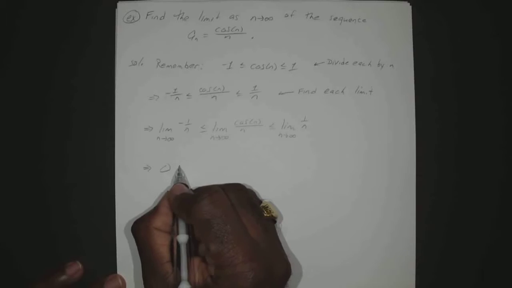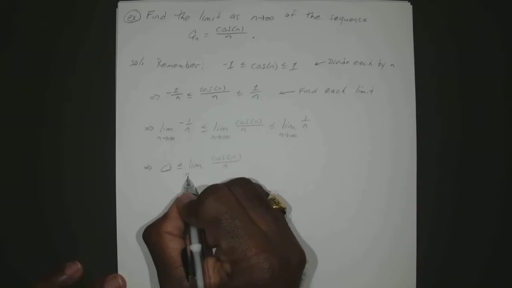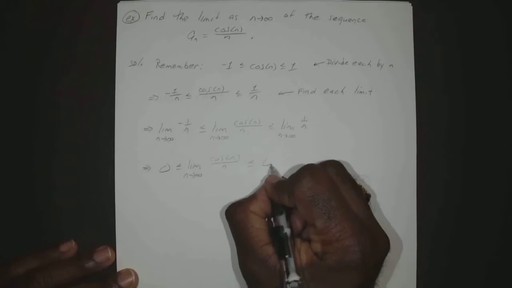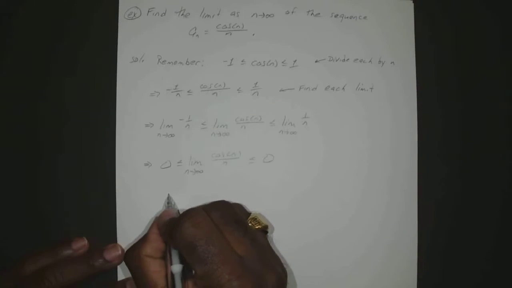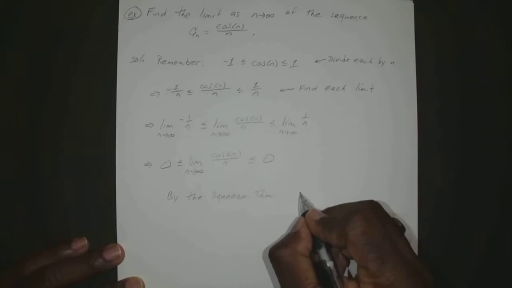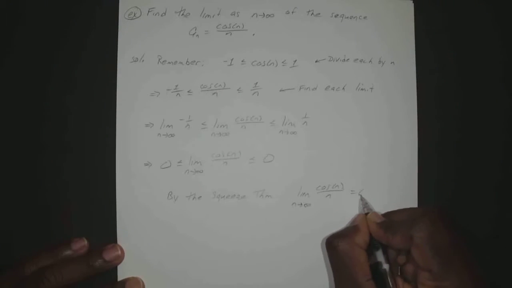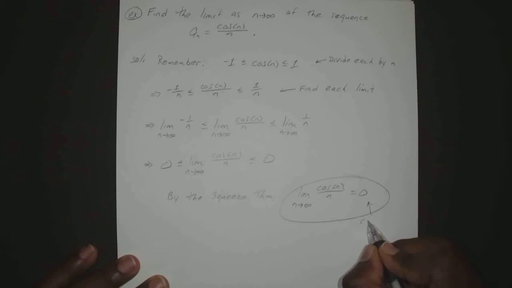So you have zero, which is less than or equal to the limit of cosine of n divided by n as n approaches infinity, which is less than or equal to the limit of 1 over n as n gets bigger and bigger and bigger, once again, is 0. Okay. So if the number below it has a limit of 0, and the number above it has a limit of 0, then that means this, by the squeeze theorem, has a limit of 0 also. So the limit of cosine of n over n as n approaches infinity equals 0. They didn't ask, but we'll just say that it converges.